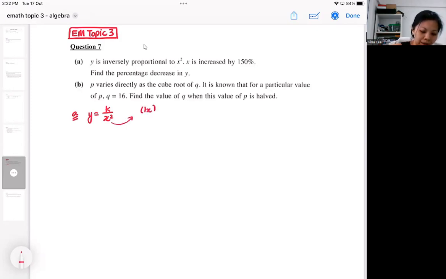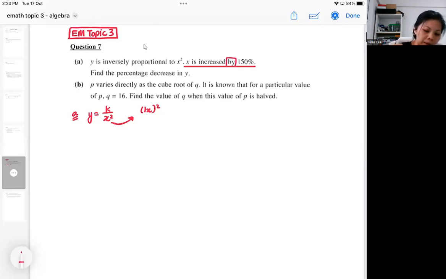a 1x. So this is a 1x. You are squaring a 1x because subsequently, the question is going to tell you whether the item here is increased or decreased by a certain percentage. Right now, I'm going to increase it by 150%. Be careful of the word "increase by".